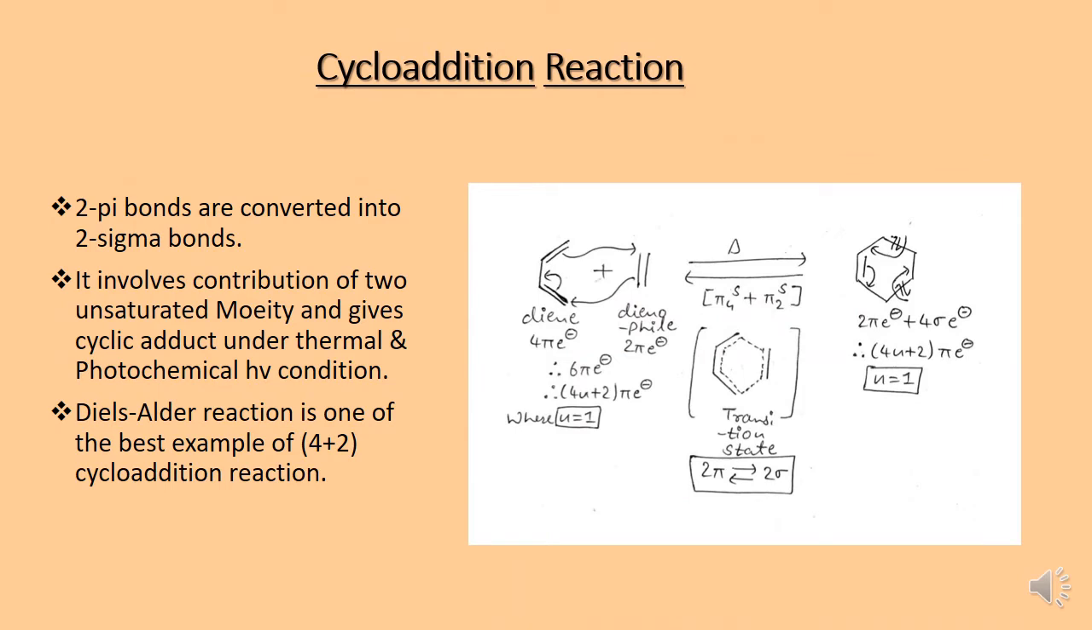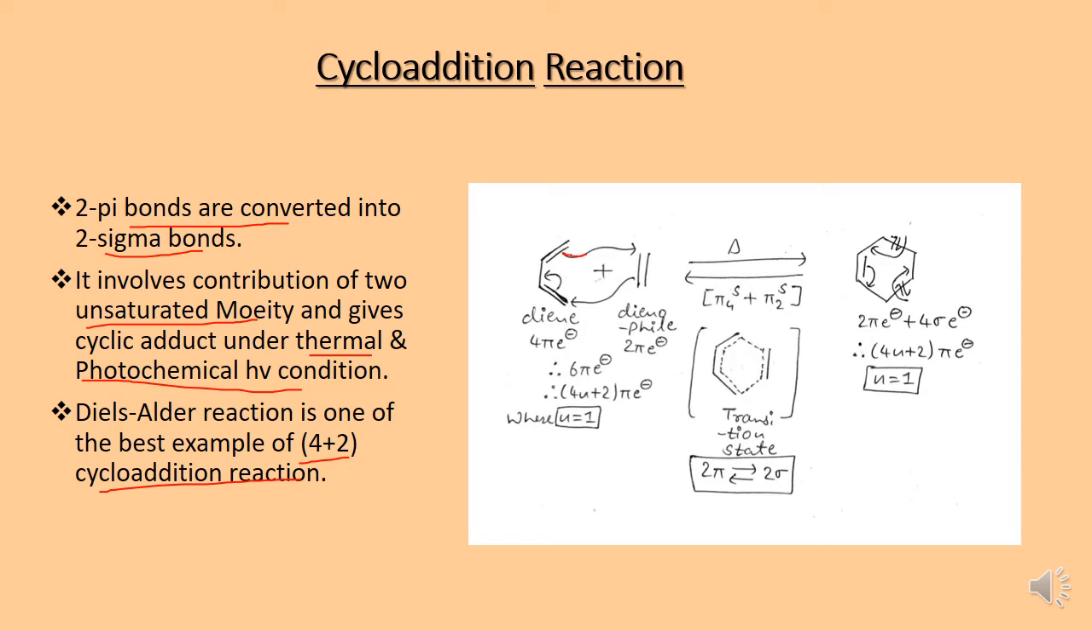Cycloaddition reaction. In a cycloaddition reaction, 2 pi bonds are converted into 2 sigma bonds. It involves the contribution of 2 unsaturated moieties and gives a cyclic adduct under thermal or photochemical conditions. The Diels-Alder reaction is one of the best examples of a 4 plus 2 cycloaddition reaction. As we know, in the Diels-Alder reaction, diene and dienophile react with each other and give a cyclic adduct product.